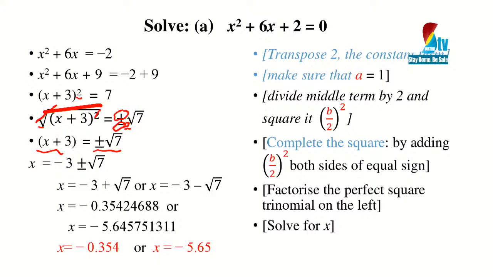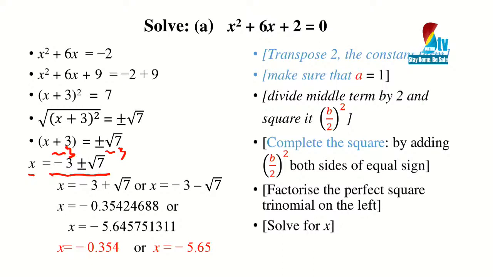Then to solve for x, we are going to subtract 3 on both sides. When you subtract 3 on both sides, on the left hand side we'd be left with x is equal to negative 3 plus or minus the square root of 7.